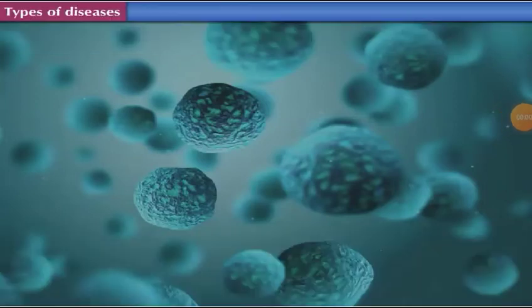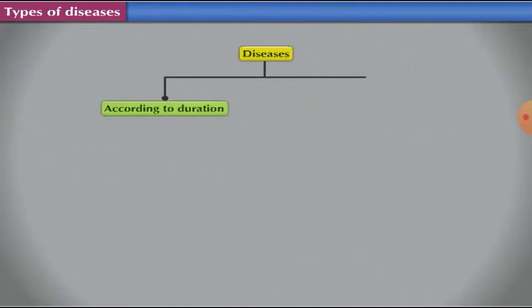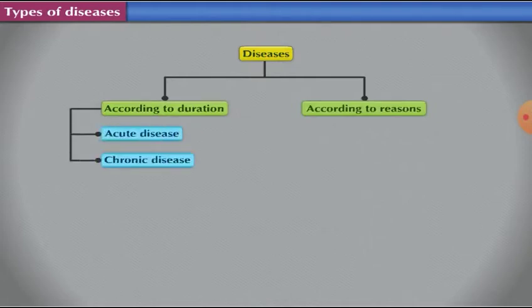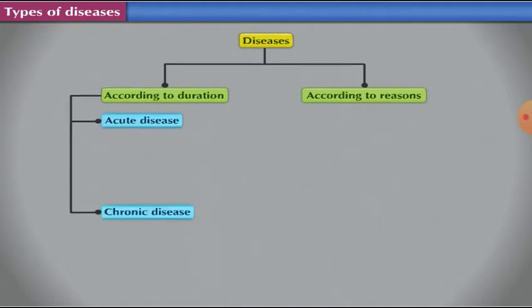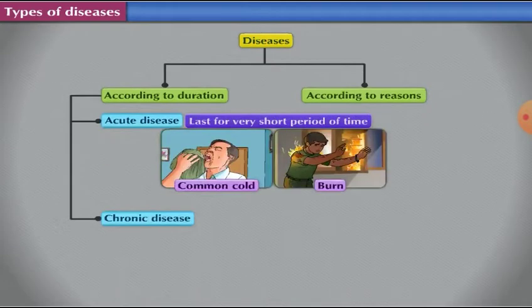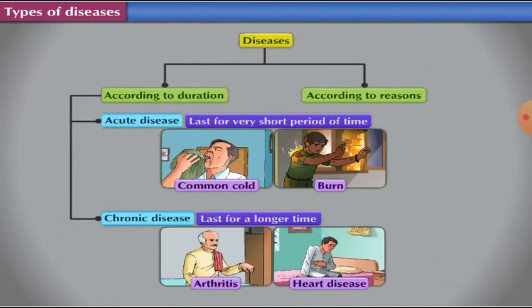Types of diseases. Diseases are broadly classified into two types, depending on the duration of the disease and reasons for the occurrence of disease. Further, depending on the duration, diseases can be classified into two more types: acute disease and chronic disease. Diseases that last for a very short period of time are called acute diseases, whereas diseases that last for a longer time, even for a lifetime, are called chronic diseases.